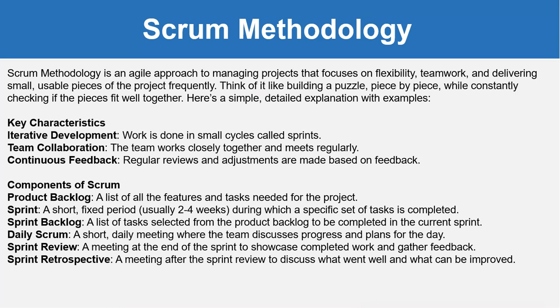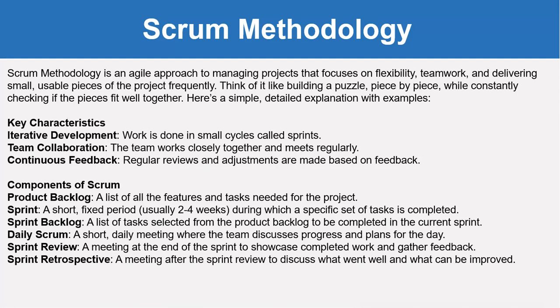The components of Scrum are the product backlog, which is basically a list of features and tasks required for a project. Then a sprint is a short fixed time period, which is usually 2 to 4 weeks, during which a specific set of tasks is completed. Then a sprint backlog is a list of tasks selected from the product backlog to be completed in the current sprint. Then the daily scrum is a short daily meeting where the team discusses progress and plans for the day.